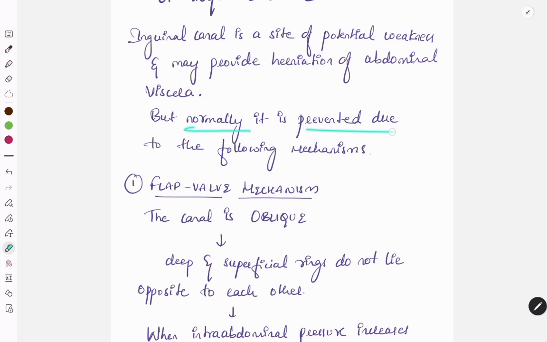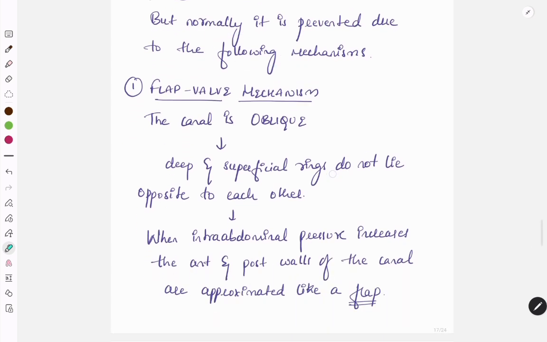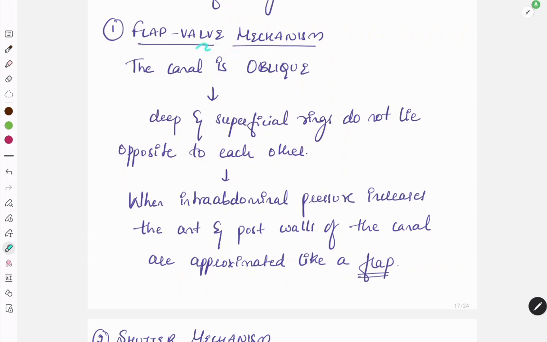So what are these mechanisms? Normally herniation is prevented due to the following mechanisms. The first mechanism is the flap valve mechanism. This mechanism refers to the oblique nature of the inguinal canal. We all know that the inguinal canal is not straight like this. It is oblique in nature. Because of this obliquity, we have an advantage because of which herniation does not occur.